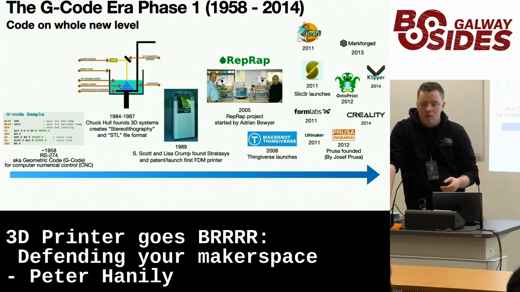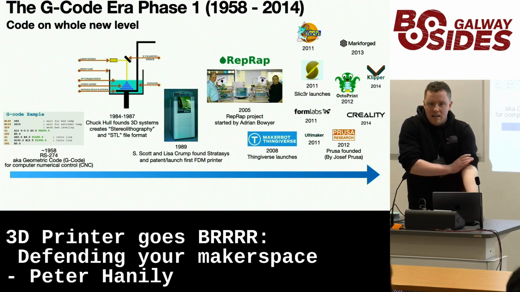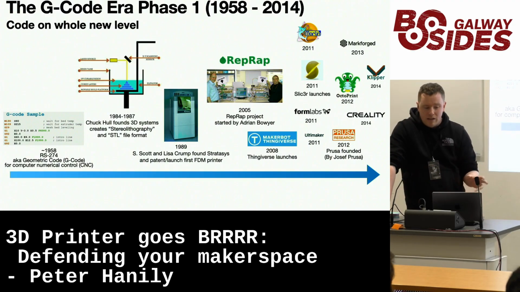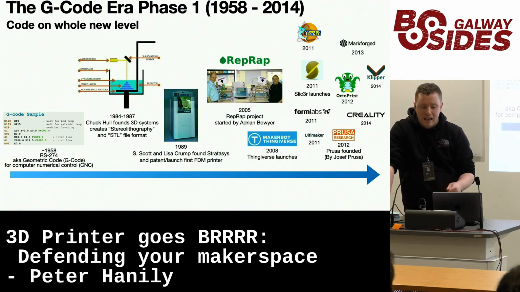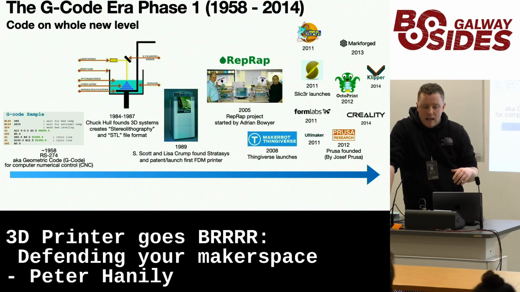And then Chuck Hull comes along in America. He gets a patent, I think filed in 1985. He founds a company called 3D Systems, and they release the stereolithography machine. In so doing, he created the STL file, which is still around today. A few years later, Scott and Lisa Crump, husband and wife, found a company called Stratasys, which is still around, and they patented and launched the first FDM printer, which prints layer by layer.